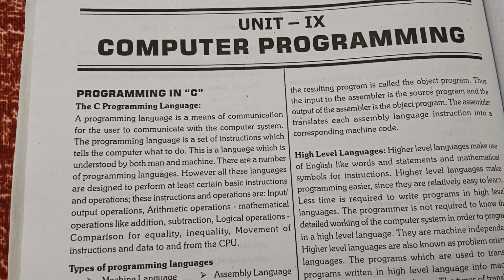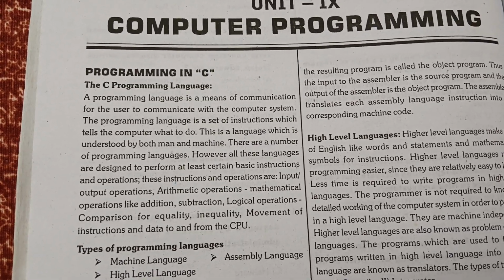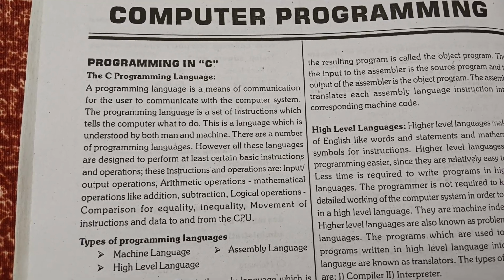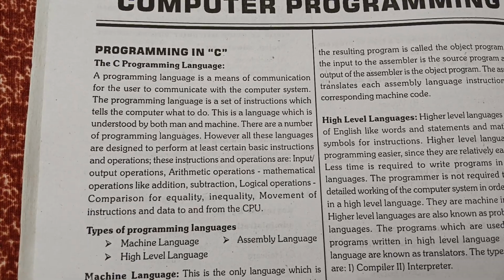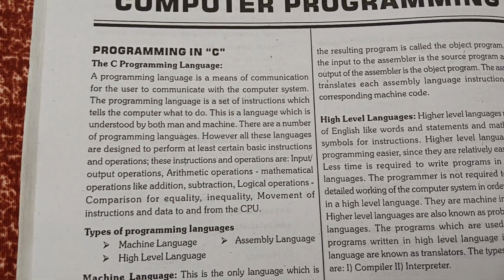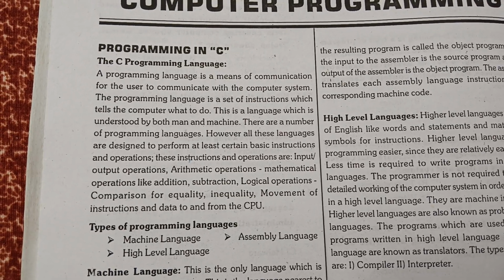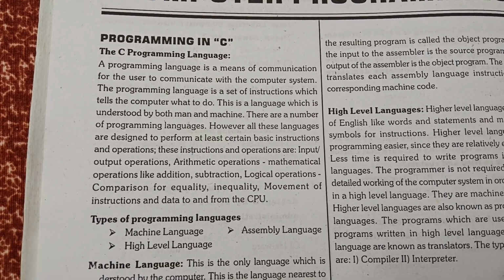Programming in C. The C programming language. A programming language is a means of communication for the user to communicate with the computer system. The programming language is a set of instructions which tells the computer what to do. This is a language which is understood by both man and machine.